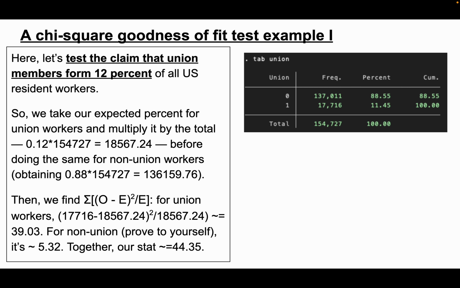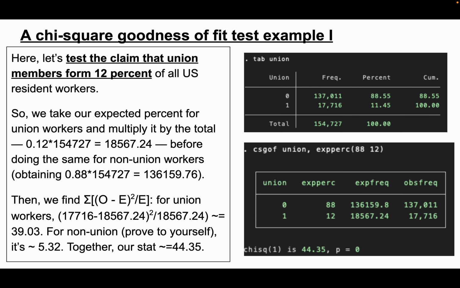So then we calculate our chi-square statistic. For union workers, we take the observed amount, 17,716, minus the expected count. I won't read out that long number again. It's the thing we just found. We square it. We divide by the same count, which for a Poisson variable is its variance. So we basically end up with a squared z-score. And we get the chi-square statistic here, which is 39.03. And then for non-union workers, we get 5.32. Taken together, our statistic is 44.35.